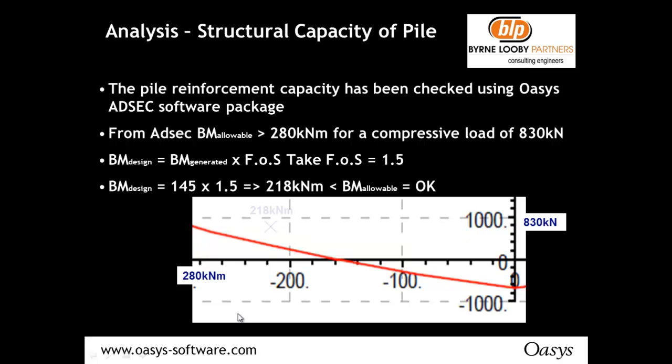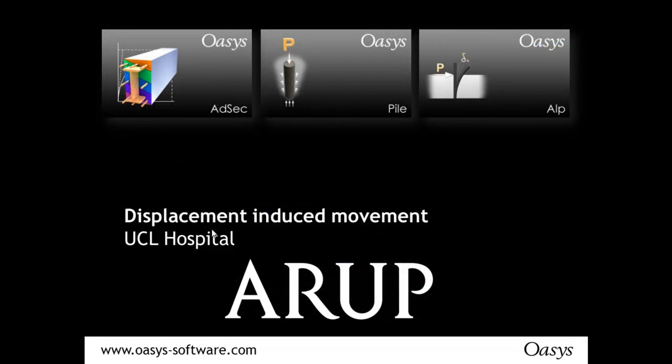So if you remember from the ALP analysis, ALP had generated a bending moment of 145 kilonewtons. So they factored this up by 1.5 to get a maximum bending moment of 218 kilonewton meters. So this is within the allowable bending moment, so it's okay. But say, for example, ALP had outputted a bending moment of 200, it may have been 250, it would have probably been outside, and then we might have to reassess the design or put in more reinforcement. So it gives you an idea of how designers are using the software.